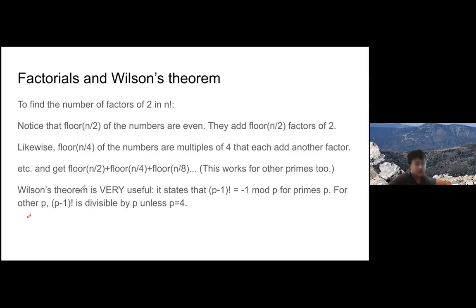There's another neat trick relating factorials and modular arithmetic. Basically, for a prime p, p minus 1 factorial is minus 1 mod p. So as an example, 4 factorial is minus 1 mod 5. This is true as 4 factorial is 24, and that is equivalent to minus 1.